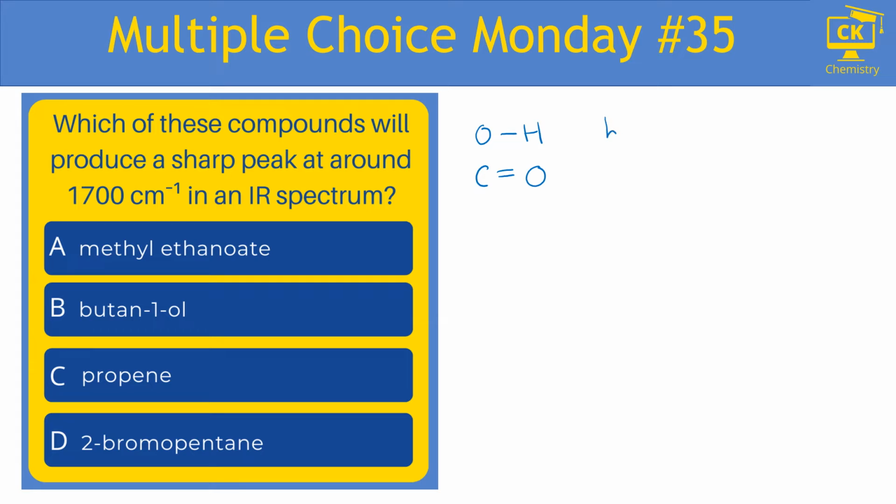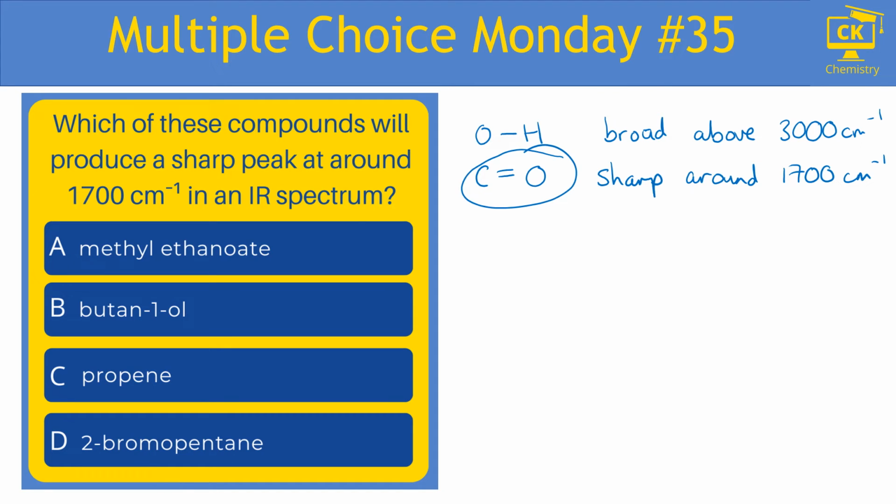So the OH is broad because of hydrogen bonding, and it is usually above 3000, which means it's over on the left-hand side because in infrared spec, the numbers go backwards. Whereas a C=O is very sharp, and it's around 1700. So although we can look at tables, it's best to get those really familiar in your head. So then we have to match functional groups and work out which one contains this C=O.